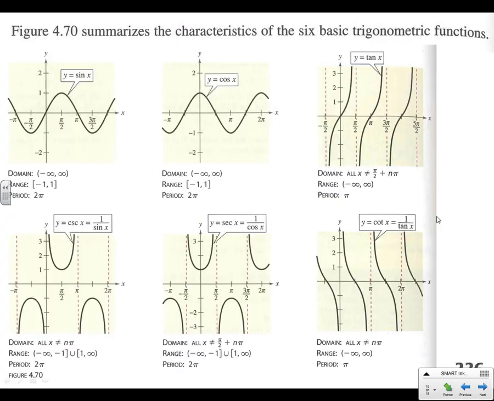Okay, just want to lastly leave you with this. This is in your book. You can refer back to it if you need to. This is just a visual demonstration of all 6 of the graphs. So if you need to flip back and look for it, that's at the end of 4.6.